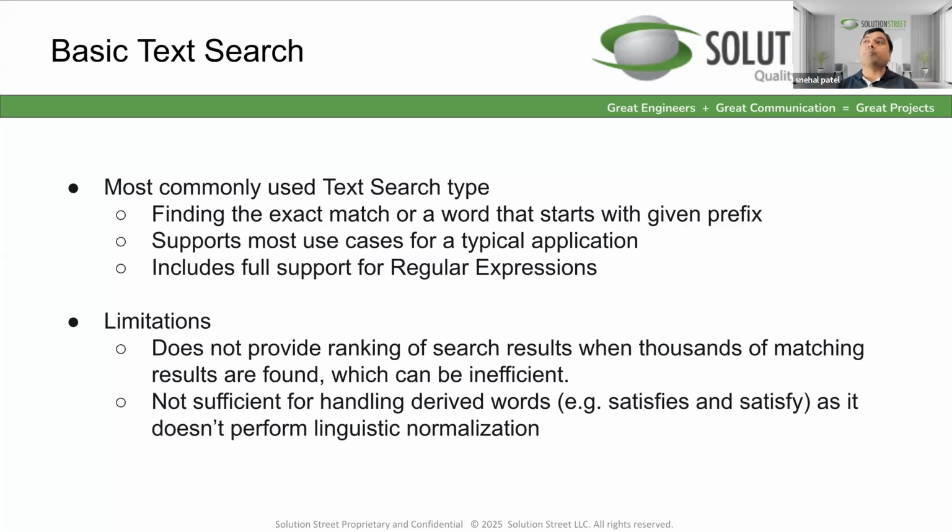When thousands of matches are found, there is no way to display the most relevant result on top. It also can't work with derived words. For example, satisfy and satisfies: one is the singular form and the other is the plural form. The basic text search type can't detect derived words. On its own, it is not sufficient while working with a large data set.